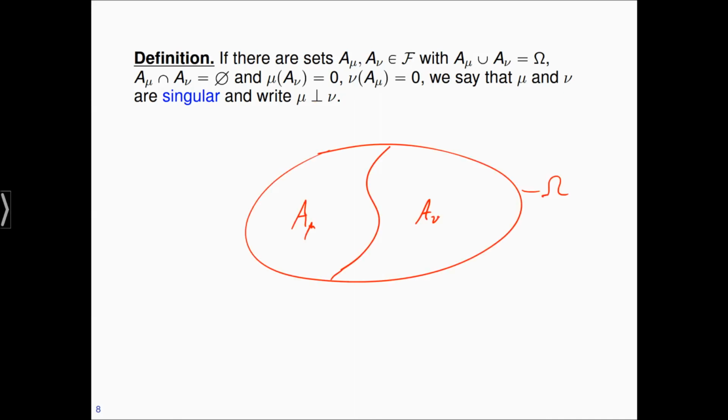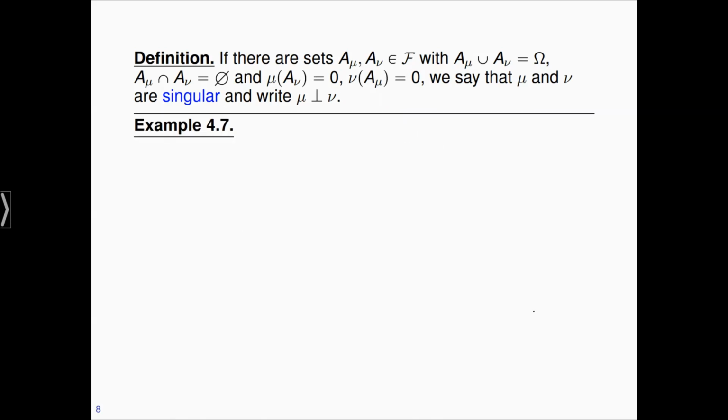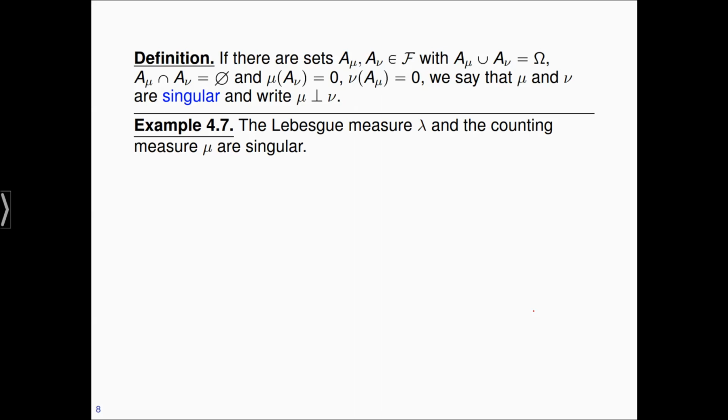So you have to imagine it this way. So this is omega, there's a set A_mu, and if you take any set A from here, then the nu measure of this set is 0. And if you take any set B from here, then the mu measure of this set is 0. Let's look at an example. So the prime example are the Lebesgue measure and the counting measure. You can do the following exercise here. So think of what are the corresponding sets A_lambda in this case and A_mu.